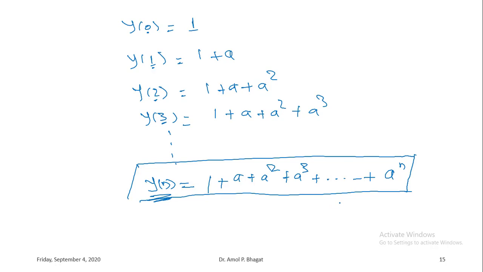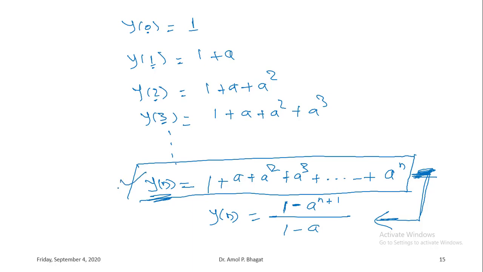If I want to represent it in the series form, this is nothing but (1 minus a to the power n plus 1) upon (1 minus a) as per the mathematical sequence. This same series can be represented in this way. You can represent it in this form. So this is the final answer of the given problem.